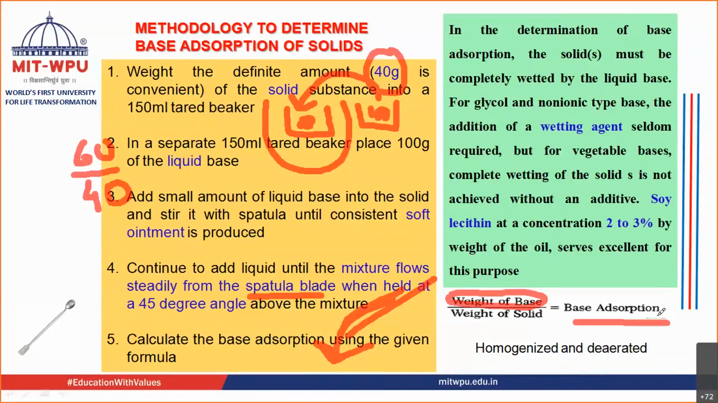Further, I said that there are some solids which cannot be wetted very easily. In such cases, you can add a wetting agent. An example is soy lecithin, which can be added in a concentration of 2 to 3%. Okay, got it? And when you are calculating this weight of the base, you first have to... I told you further. Is it clear now, Kamlesh? Okay, fine, good.